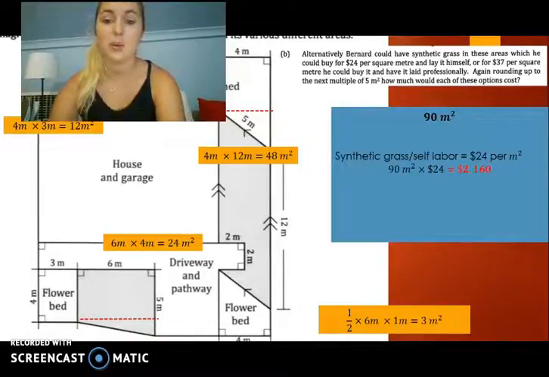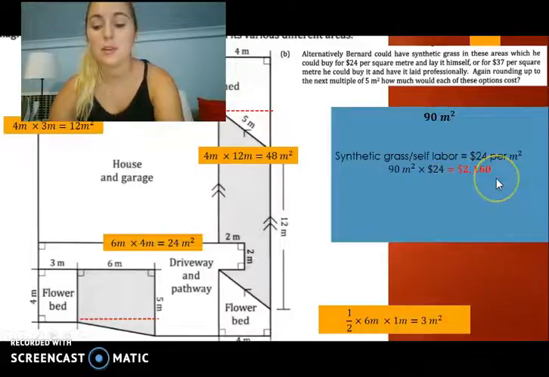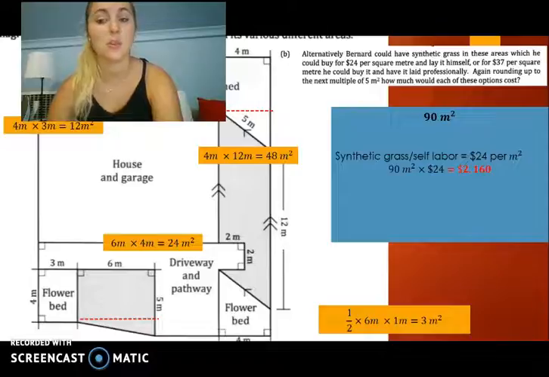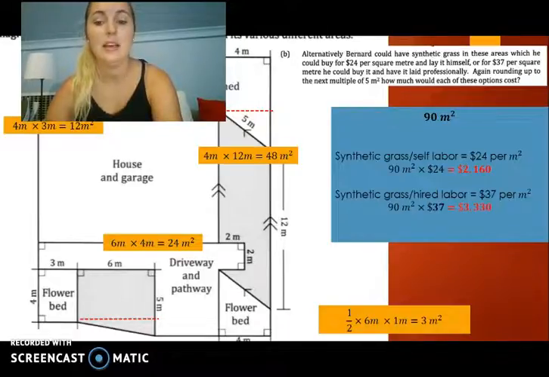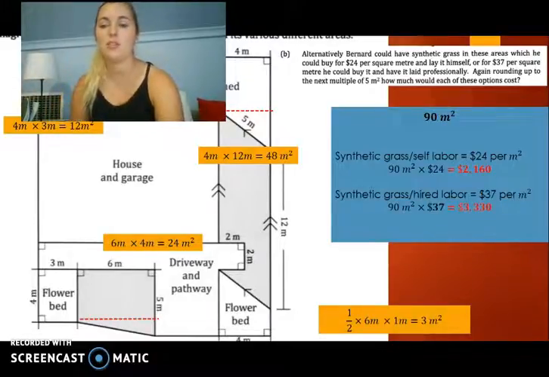Looking at option 1, synthetic grass with self-labor, $24 per meter squared. We multiply how many meters we have by the cost. It would be $2,160 for 90 meters squared at $24 per meter squared. Synthetic grass with hired labor, $37 per meter squared, would cost $3,330.